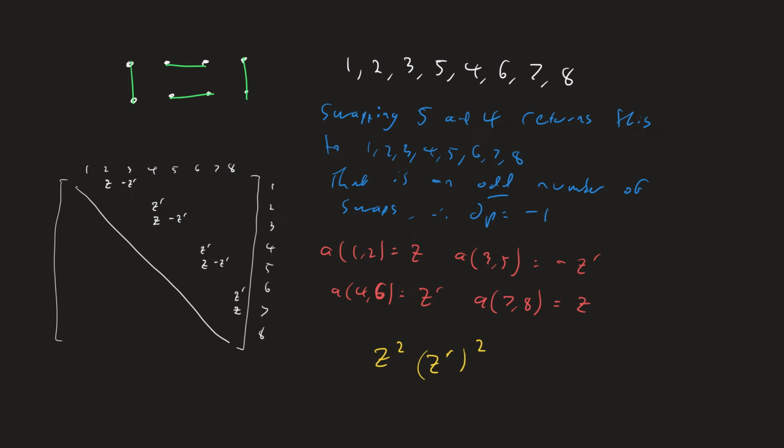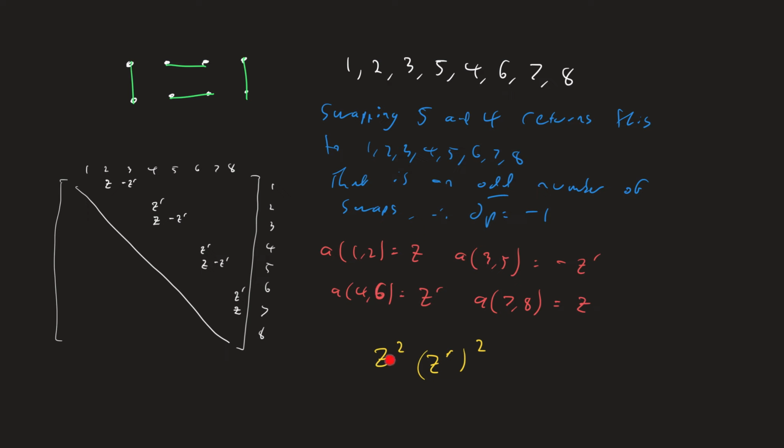The element in the 1, 2 position is z, in 3, 5 it is negative z prime, in 4, 6 it is z prime, and in 7, 8 it is z. This gives us, when we multiply this, this, and this together, z squared, z prime squared. So in the Pfaffian, we sum over all possible valid permutations. For this particular permutation, we get this term appearing in the Pfaffian.